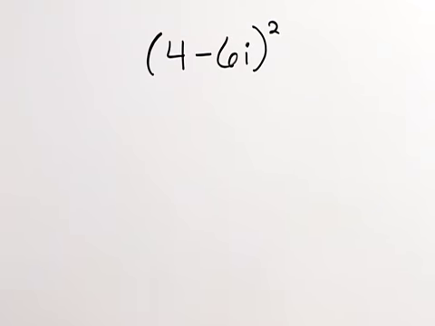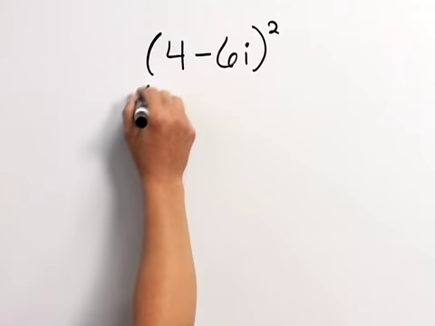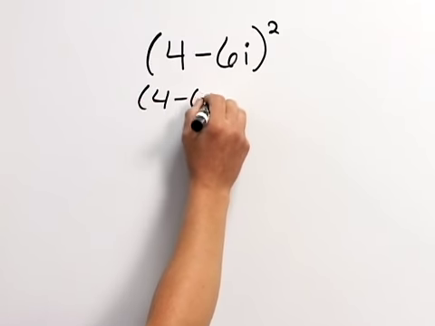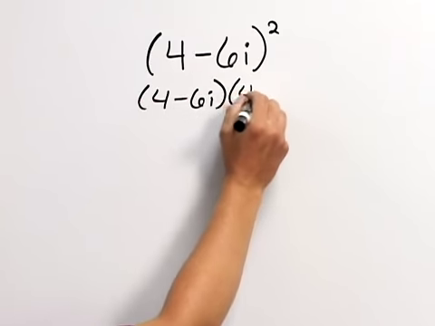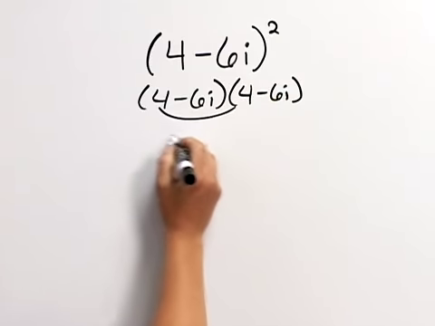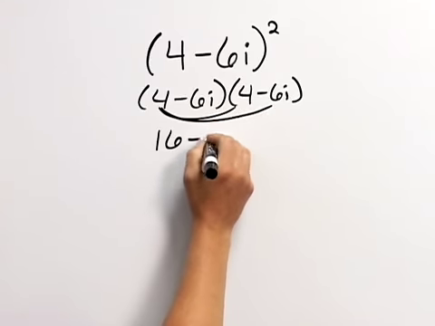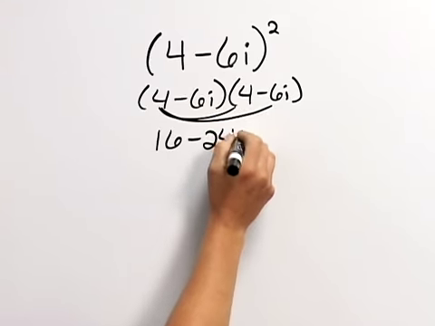For this particular problem, our indicated operation is to square this quantity. So we're going to rewrite it as (4 - 6i) times (4 - 6i). And then we can distribute. 4 times 4 is 16. 4 times negative 6i is negative 24i.